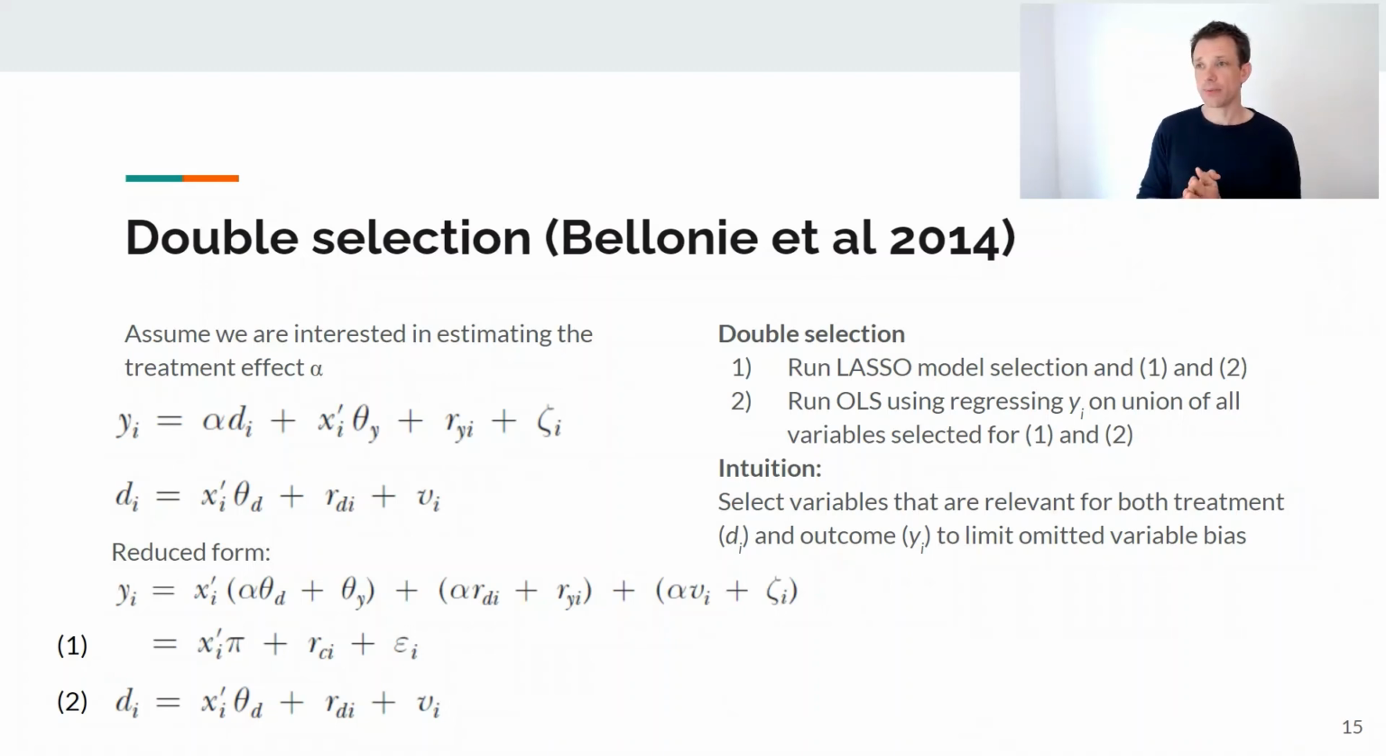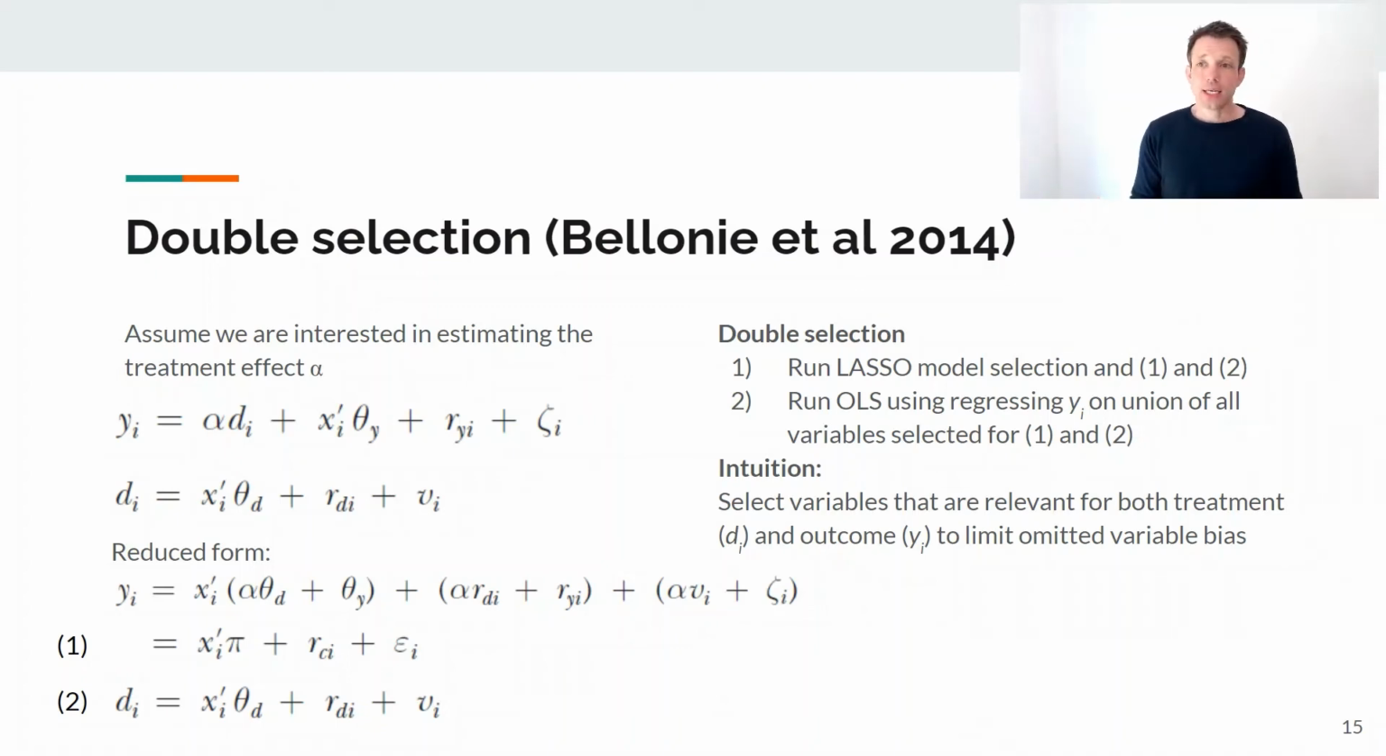And that is what you would not want, because as soon as you do that, you would introduce omitted variable bias. And vice versa, if you run model selection only on the second step, you also don't want to exclude variables that are only weakly relevant for D, but highly relevant for Y. Yeah? So you're basically trying to select all variables that are relevant for both aspects that you're interested in. Yeah?